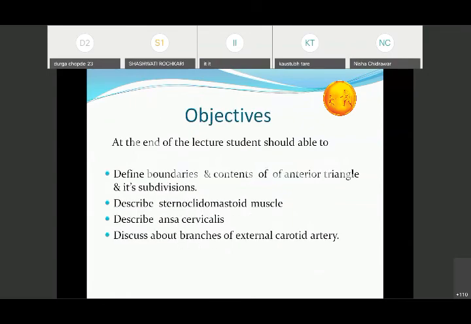So at the end of this lecture, you should be able to define the boundaries of the anterior triangle, then the boundaries and contents of all the subdivisions of the anterior triangle, that is all four triangles: digastric triangle, carotid triangle, muscular triangle and submental triangle. Then describe the sternocleidomastoid muscle as a whole. Then describe the ansa cervicalis and discuss the branches of the external carotid artery.